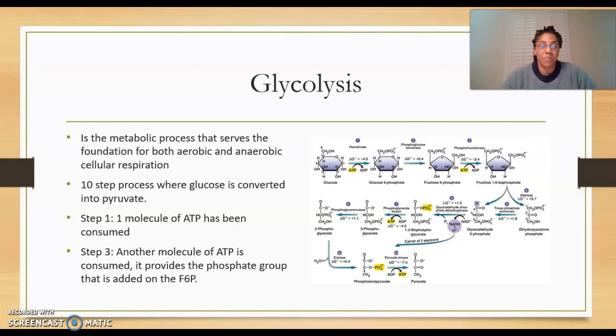Okay, so then we will move down to step 3. Another molecule of ATP is consumed because it provides a phosphate group that is added to fructose, hold on, sorry, phosphofructokinase. So phosphofructokinase, with magnesium as a cofactor, changes fructose 6-phosphate into fructose 1,6-bisphosphate. So that's what happens in step 3. Like I said, similar to step 1, the reaction consumes 1 ATP.